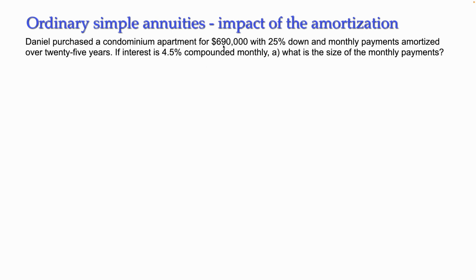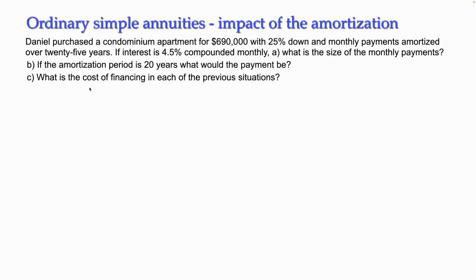So what will be the size of the monthly payment if we have this interest and the amortization time is 25 years? B, if the amortization period is 20 years, what would the payment be? And finally, what is the cost of financing in each of the previous situations? So what will be the cost of financing when we have 25 years of amortization, or what happens if the amortization period is 20 years?